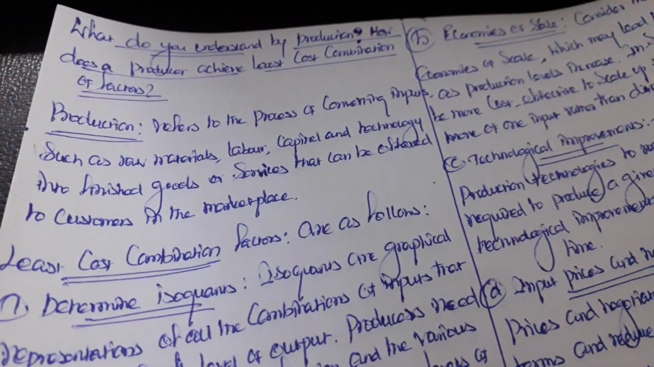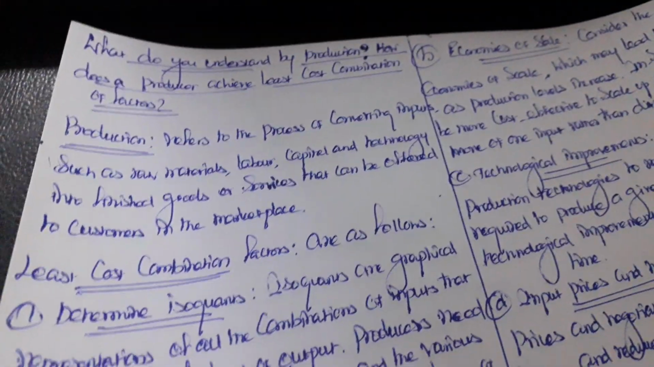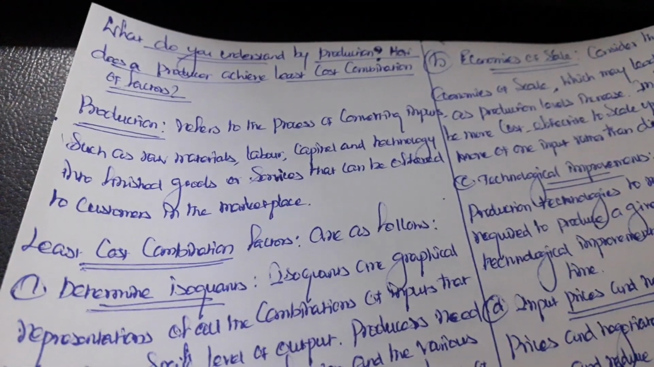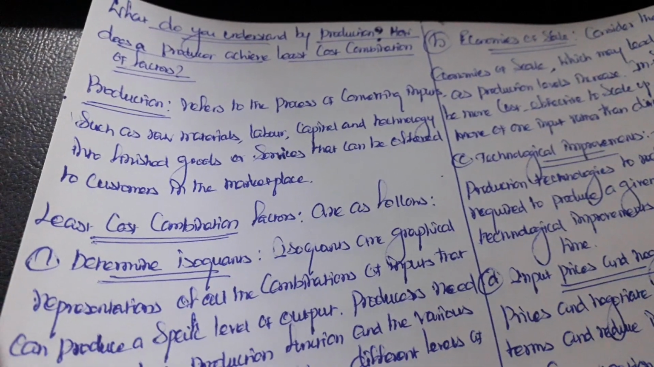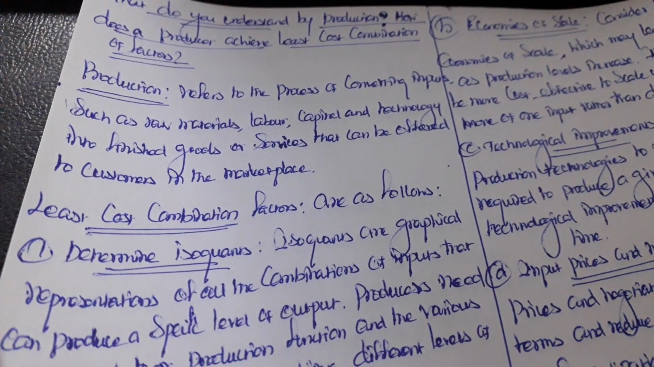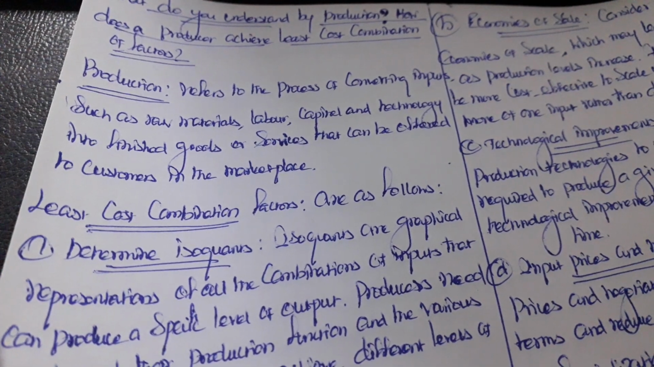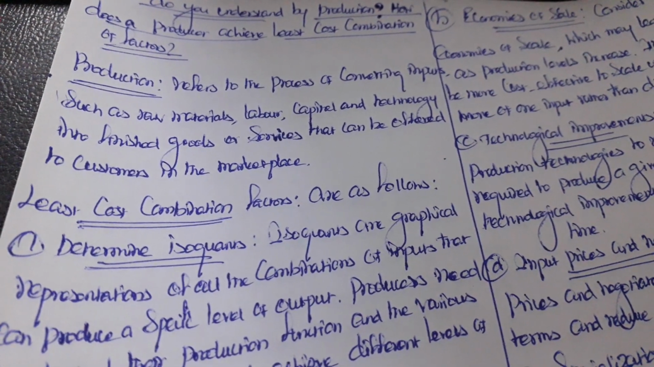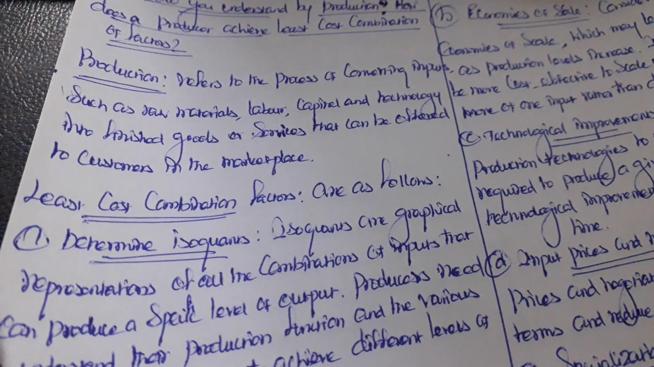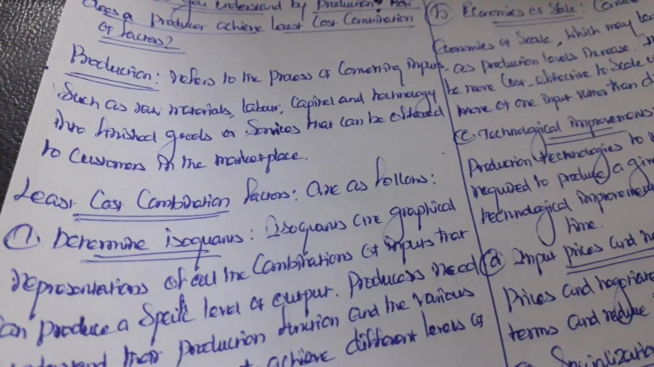Today's topic is all about what you understand by production, and how a production achieves the least cost combination of factors. First of all, we look at the meaning of production. Production refers to the process of converting inputs such as raw materials, labor, capital, and technology into finished goods or services that can be offered to customers in the marketplace.